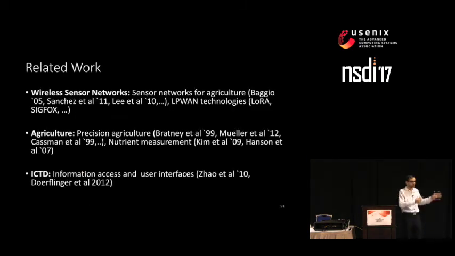Of course, all of our work is based on a large body of related work. There's been a lot of work in wireless sensor networks for agriculture and low-power wide area network technologies. But all of that work focuses on connecting sensors to each other. On the other hand, we build systems to take into account weak cloud connectivity, power availability, and we also work with a sparse deployment of sensors.